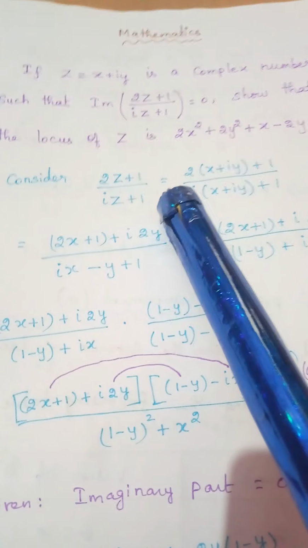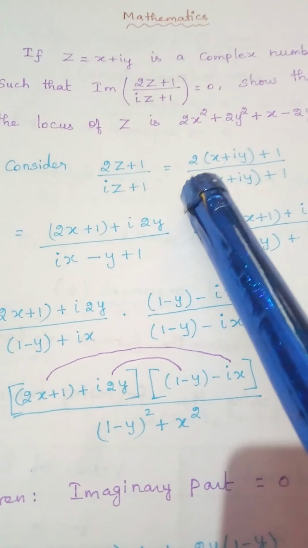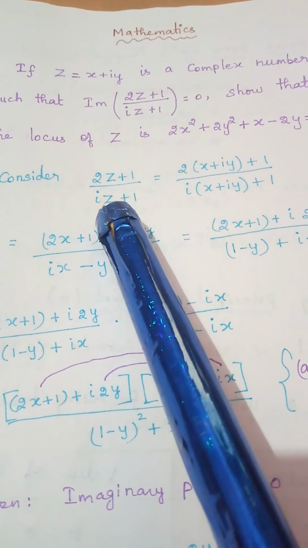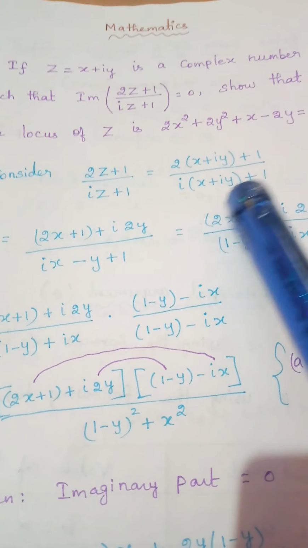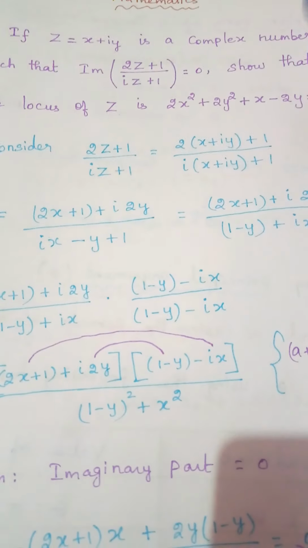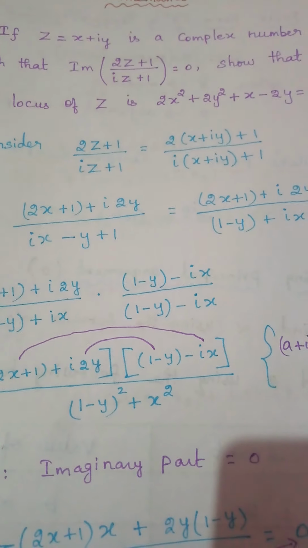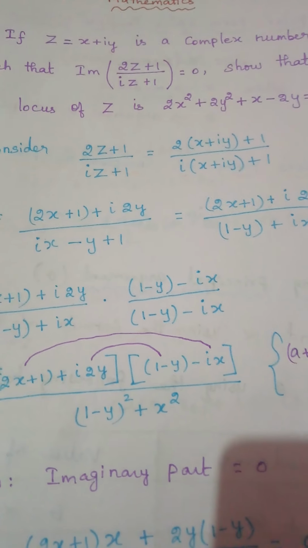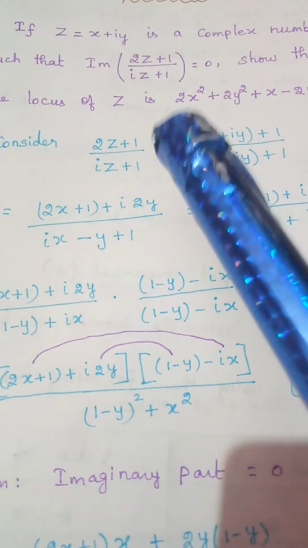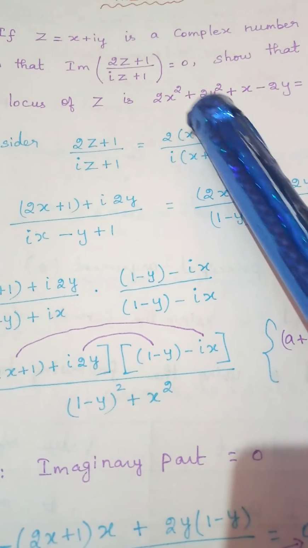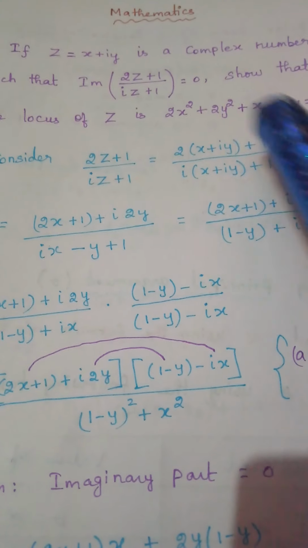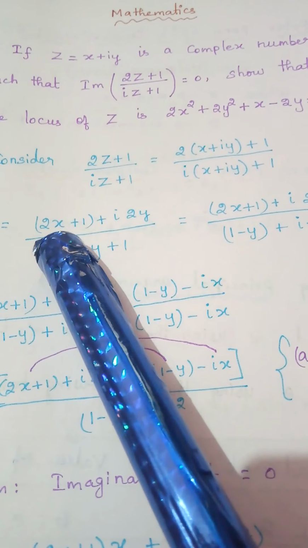This is equal to, I'm going to say quickly, try to understand this. Z means x plus iy, plus 1, over i into, again in the place of z I'm going to write x plus iy, plus 1. Then splitting real and imaginary parts. How am I going to split this? I'm going to take this 2 inside. This becomes 2x, which is the real part, and this plus 1 is real part, so 2x plus 1 is written in one bracket.